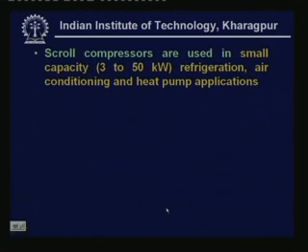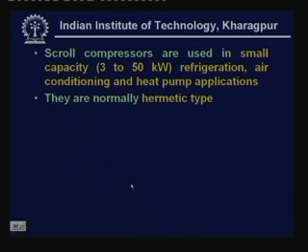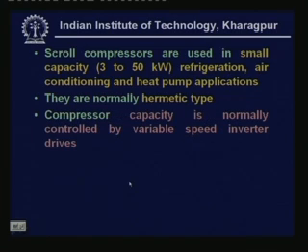Scroll compressors are used in small capacity 3 to 50 kilowatt refrigeration, air conditioning and heat pump applications. In fact, they are becoming quite popular in this range because they offer many advantages. They are normally hermetic type. Compressor capacity is normally controlled by variable speed inverter drives. Basically what is done is the frequency of the motor is varied.